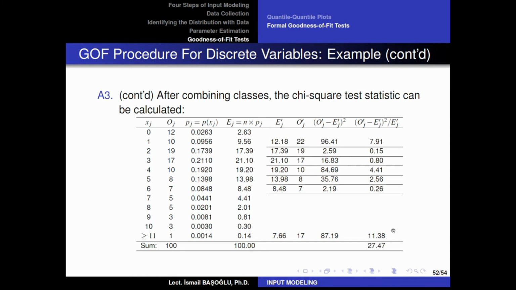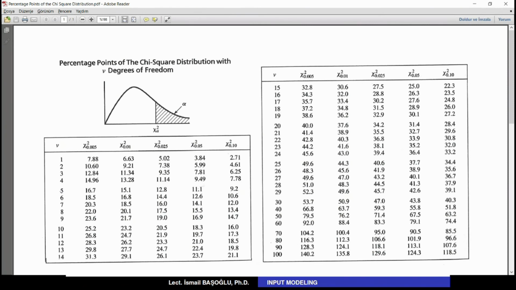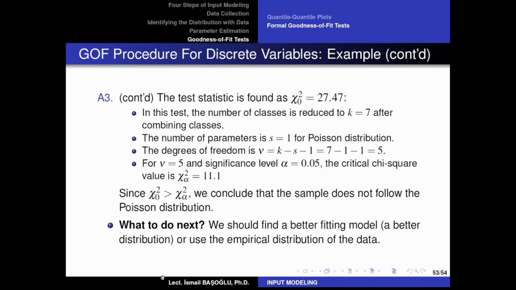How many classes do I have? I have 7 classes. I have a single parameter estimated from my sample, so I subtract it. And I also subtract another value, 1. Remember, my degrees of freedom is 5. So with degrees of freedom 5, I need to check the chi-square table. You can see with 0.05 significance level, the critical value is 11.1. So I need to compare 27.47 with 11.1. My test statistic is a lot greater than the critical value.